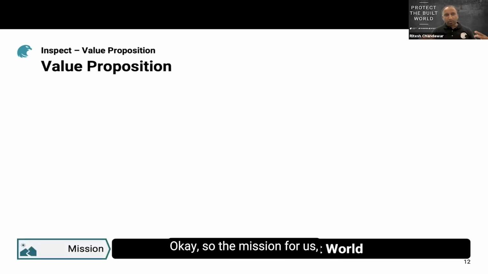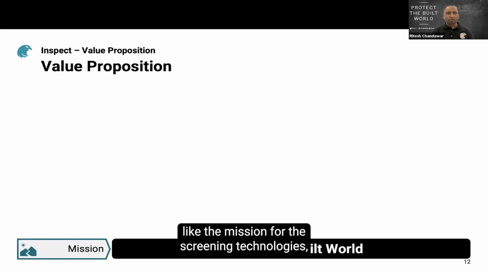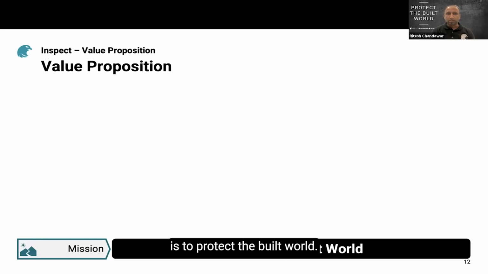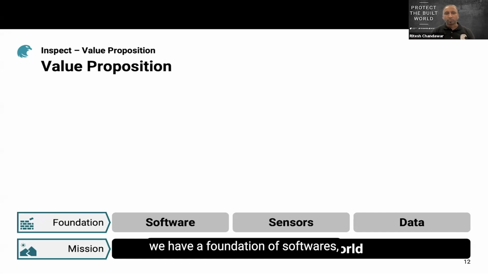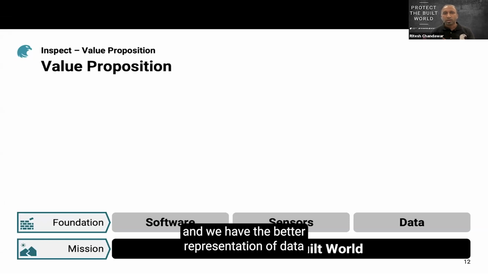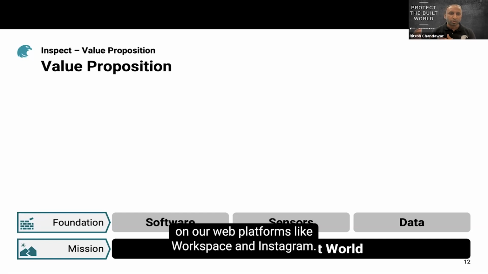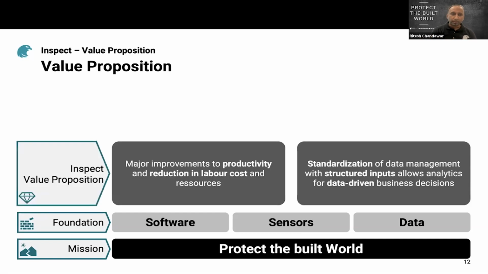Okay, so the mission for us, really the mission for Trimble Technologies, is to protect the built world. To support that mission, we have a foundation of software, we have sensors, and we have better representation of data on our web platforms like Workspace and Inspect Web.